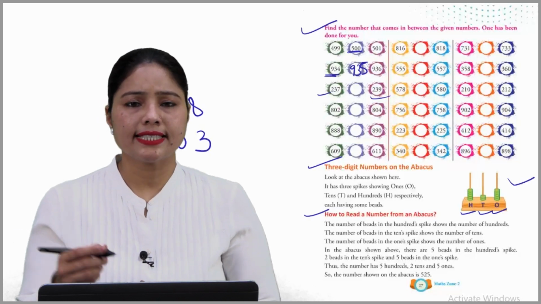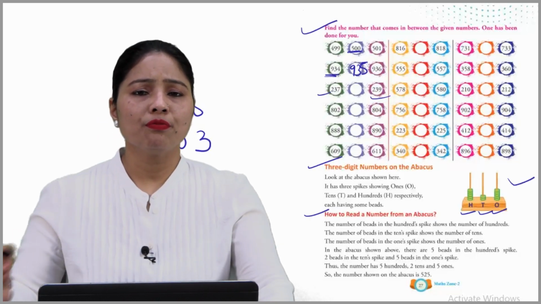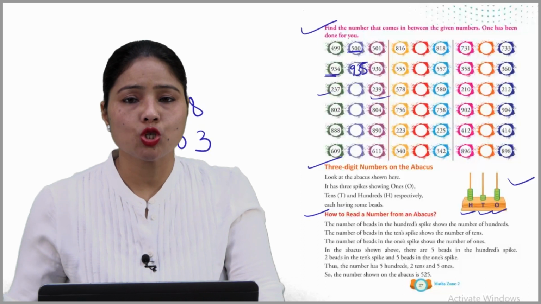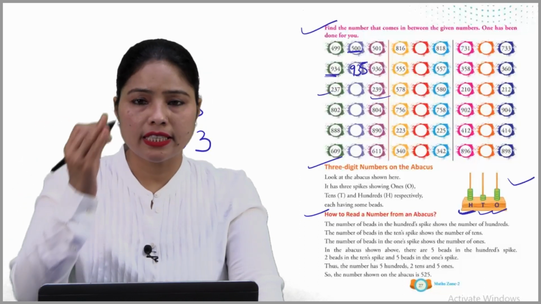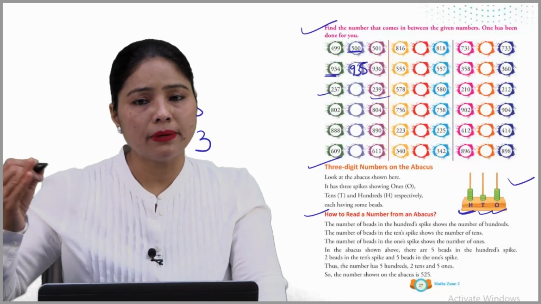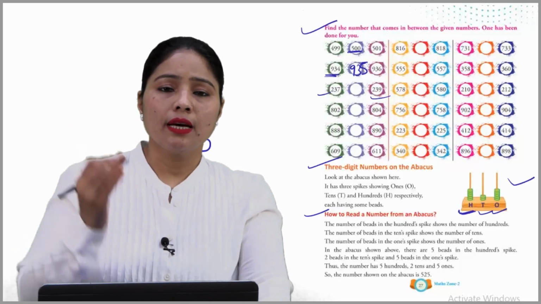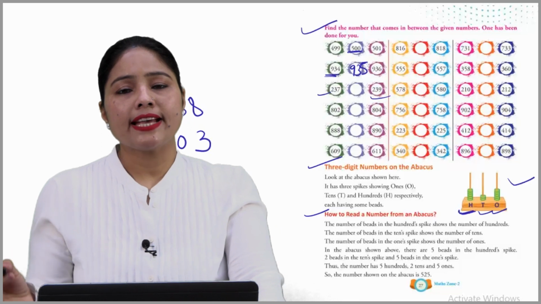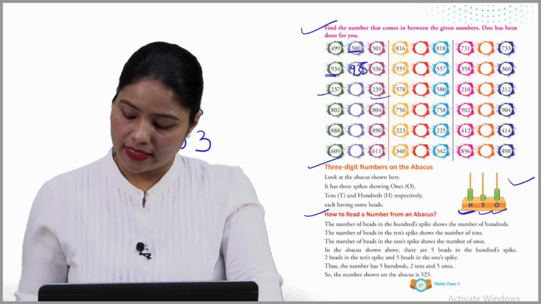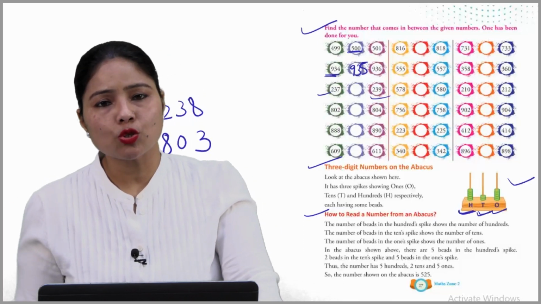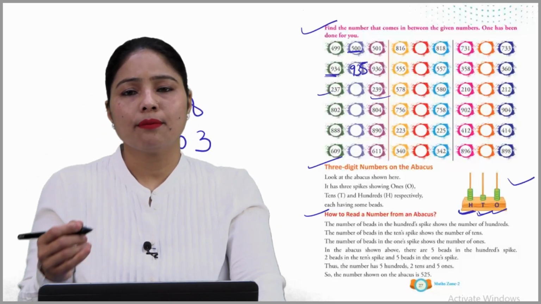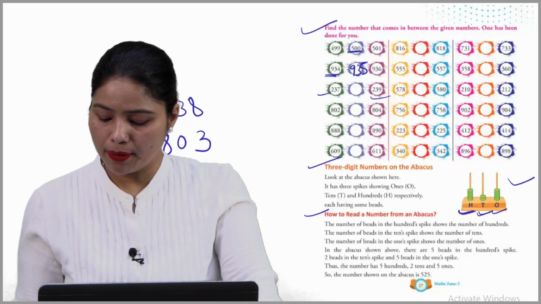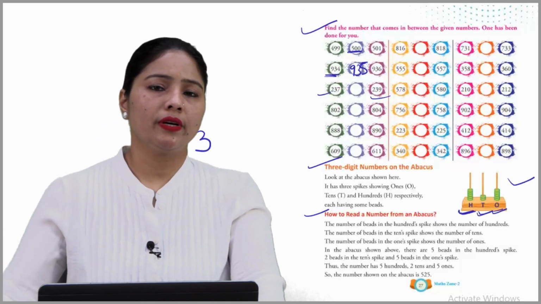How do we read numbers on an abacus? The number of beads in the 100 spikes shows the number of hundreds. जो हमारे hundreds में जितने हमारे beads हैं वो hundreds के place को show करते हैं. The number of beads in the tens spikes shows the number of tens. यहाँ पर जितने होंगे वो tens की place को show करेंगे. The number of beads in the ones spikes shows the number of ones. और ये हमारे ones की place को show करेंगे.